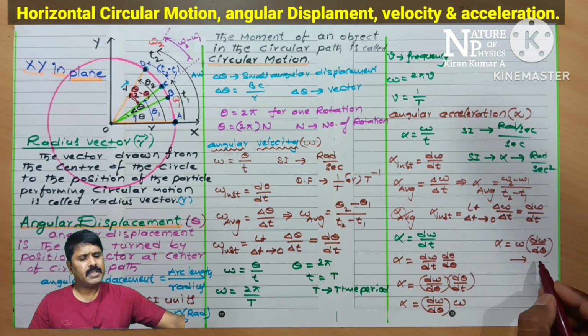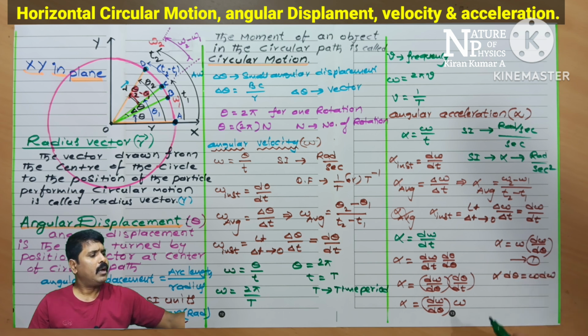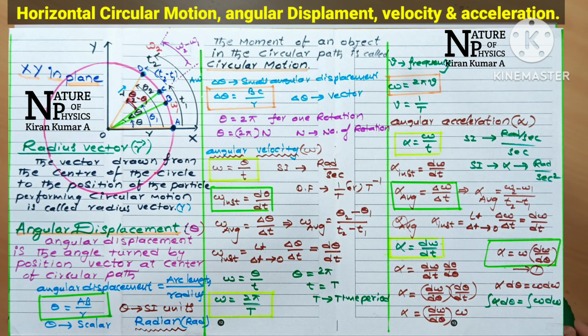Okay, so we can represent the equations. I'm writing this as equation number 1, student, and by cross multiplication we can write alpha into d theta is equal to omega into d omega, student. Integrating on both sides, integral of alpha into d theta is equal to integral of omega into d omega, student. This is clear information about horizontal circular motion: radius vector, angular displacement, angular velocity, and angular acceleration.